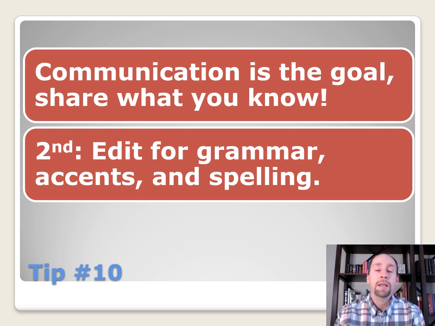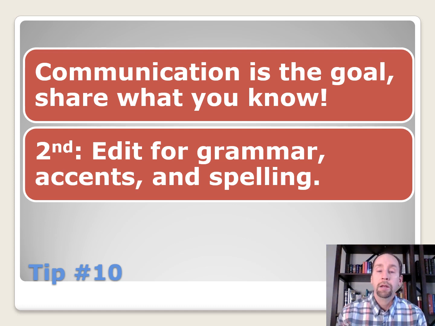Alright, the first one is don't get too stressed out about the grammar, the accents, the spelling. That stuff is important, but your number one goal should be to communicate. Communicate what you know, and that's what they try to prompt you to do for the speaking and the writing parts of the exam. So just communicate. Communication is the goal. Share what you know.